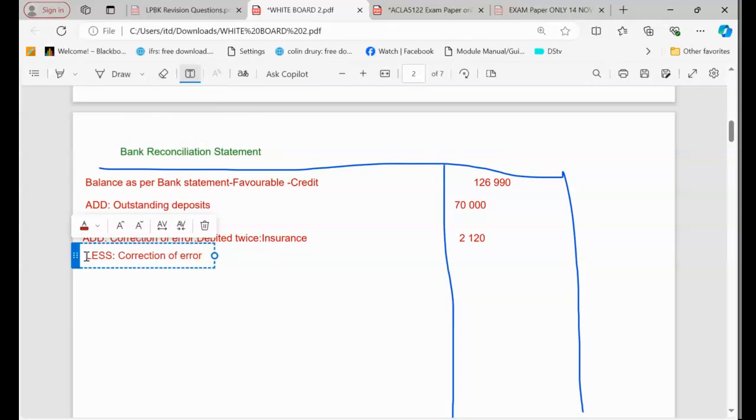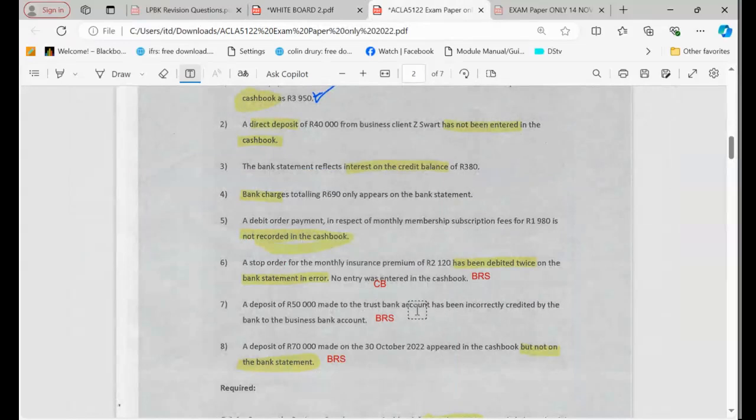And then you can just say amount incorrectly credited. Then we need to less that amount, 50,000, if I'm not mistaken. I'll go and check. Yeah, this is the 50,000. Perfect.